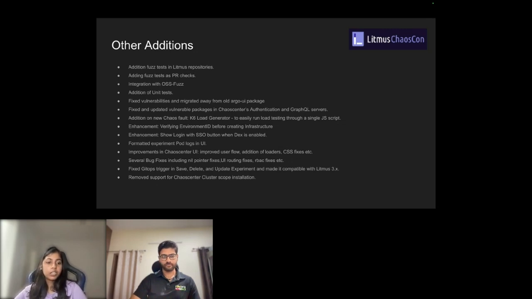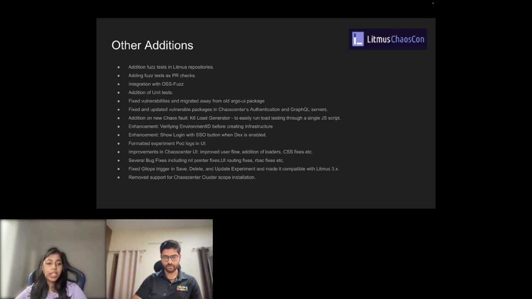Okay, and then as part of UI fixes, as you might have noticed earlier, the pod logs that were coming when the chaos experiments were running were not formatted correctly, and it was a bit difficult to understand the outcome. So we have received PRs which format the logs in a readable manner, which has helped the users to understand the logs and get insights from them. And then as part of Chaos Center UI enhancements, there were multiple PRs related to improvement in the whole user flow, addition of loaders wherever necessary, and multiple CSS fixes.